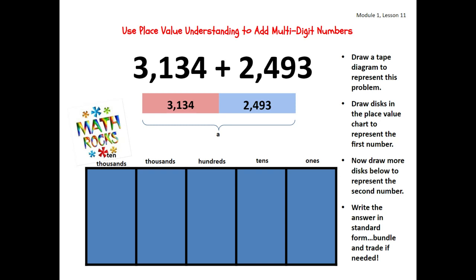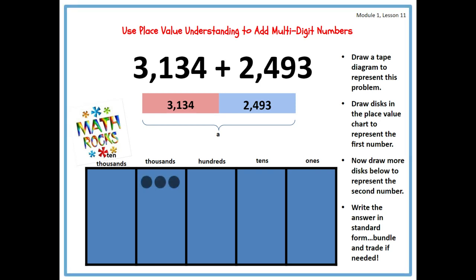Okay, the next part is I'm going to fill in my place value chart. So I'll notice I have ones, tens, hundreds, thousands, all the way over to 10,000. We're going to now build 3,134 first, just that one. We're not even going to pay attention to the second number yet. All right, here we go. Here is 3,000, 1 hundred, 3 tens, 4 ones. That is the whole first number.